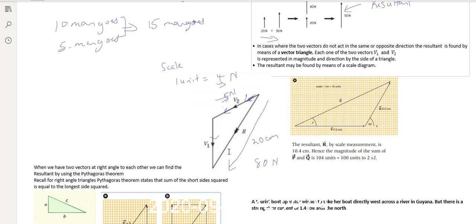But I want to highlight something important: whenever you're adding vectors in this manner, we have to ensure that the vectors are in a position that we call the head to tail method.